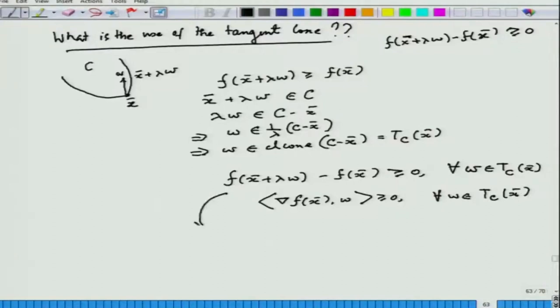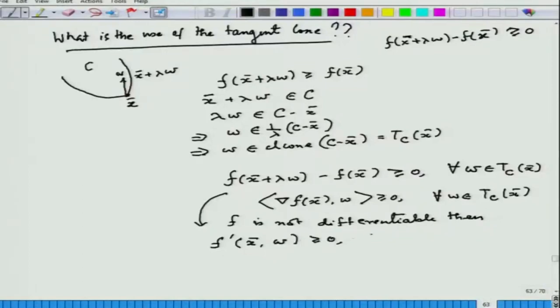And in fact, if the function f is not differentiable, then the directional derivative at the point x bar in the direction w must be greater than or equal to 0 for every w. Now, this is a very, very important fact that you must note. This is an important fact.